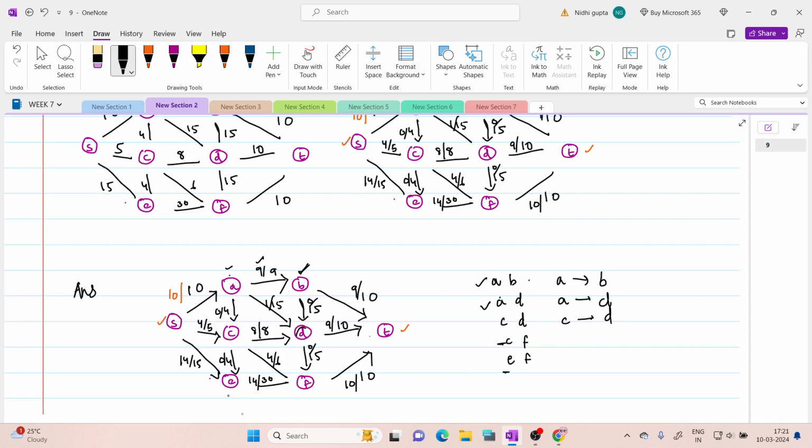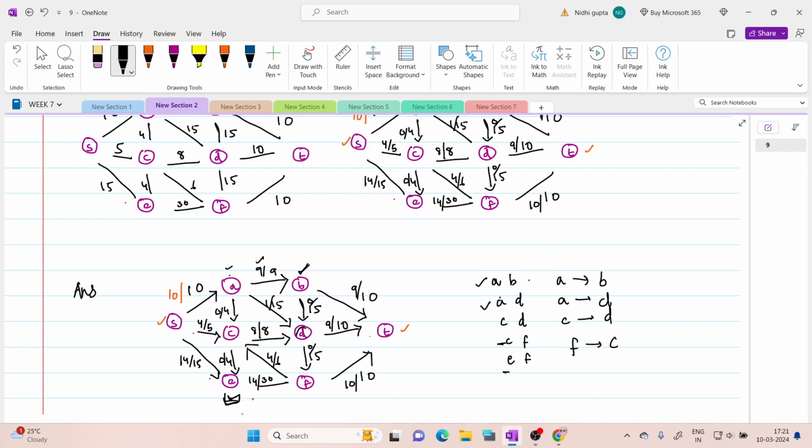So if we apply flow conservation at vertex C, the flow should go from F to C. Why F to C? Because C to D is 8. So 4 should go inside. Yes, because the outflow is 8 and till now the inflow is only 4. So there should be more inflow of 4 units, which will come from F to C.